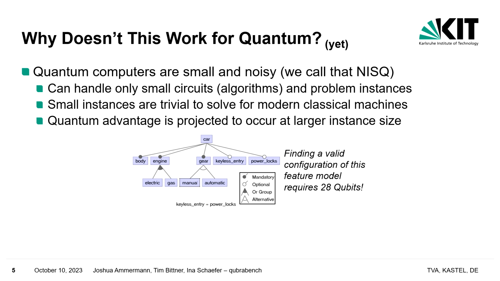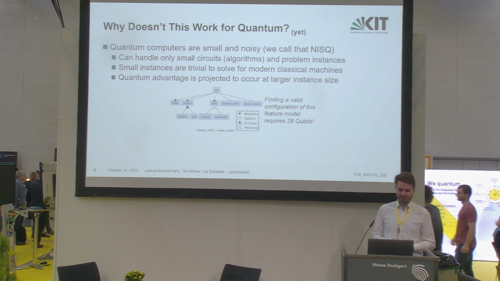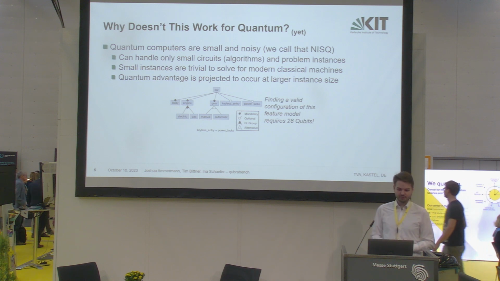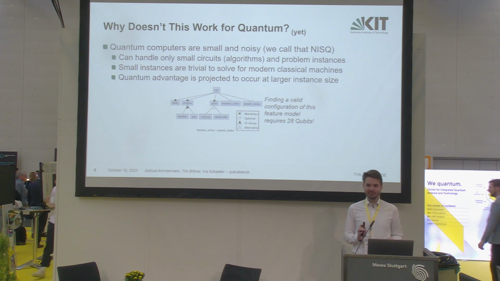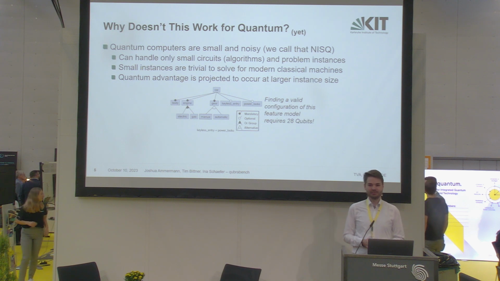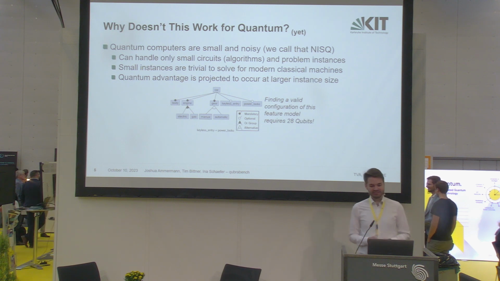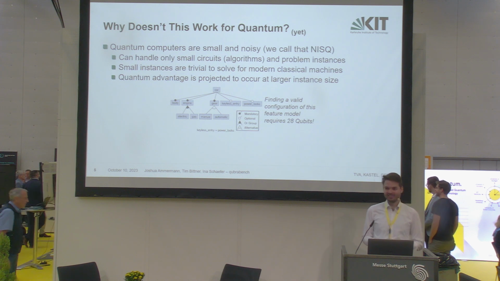But just take away that this models all possible ways we can configure one specific car. And finding a valid configuration for this kind of feature model already requires 28 qubits. And I don't know how much you're into quantum at all, if you're new to it or not, but 28 qubits is already larger than the quantum computer we have in Germany. So that's already a problem, and this car doesn't look like it has that many features.